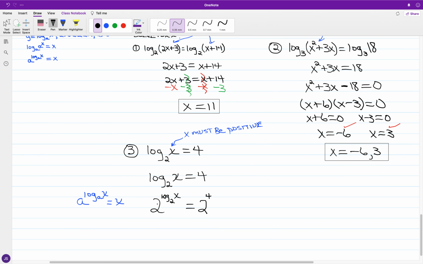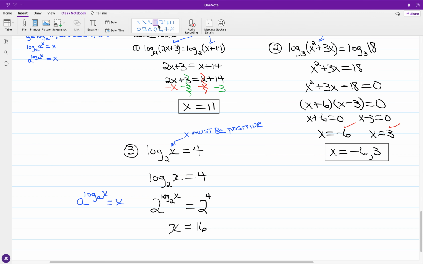So you have 2 to the base 2 logarithm of x, that's going to go to x. And guess what? 2 to the 4th power, this will come out to the number 16. And so x is 16, that is positive, and it would ring true that the base 2 logarithm of 16 is equal to 4.